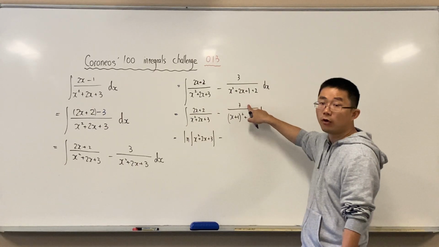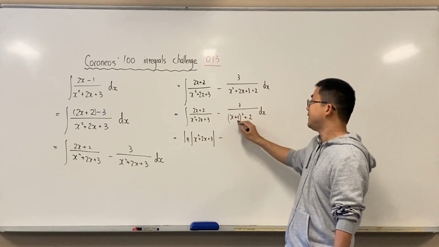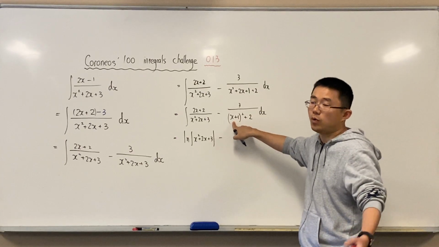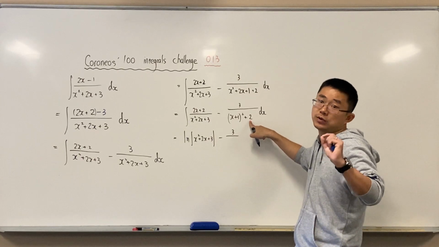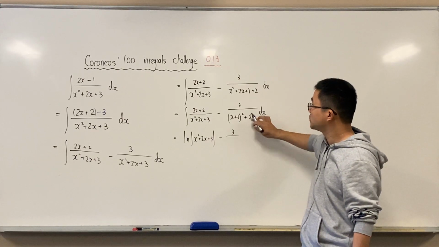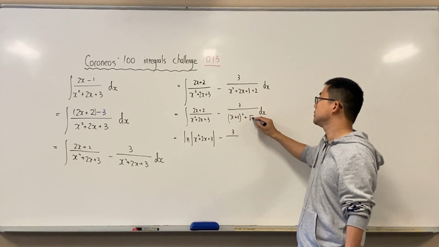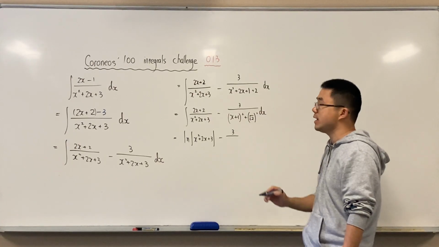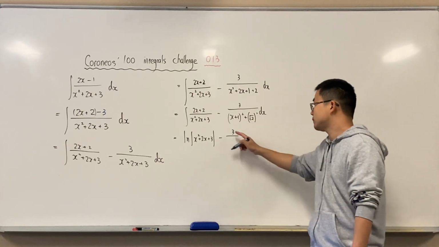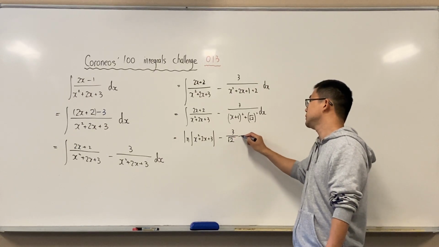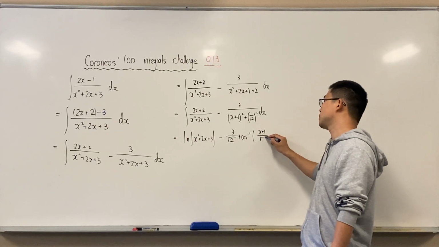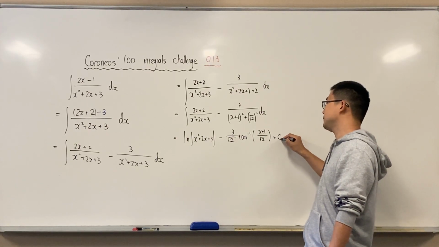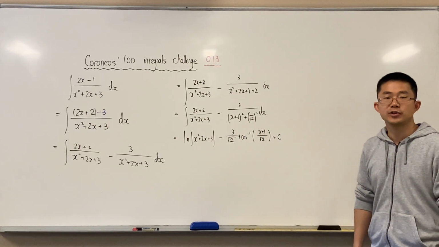The next one is just the formula. That's f(x). If you differentiate f(x), it's just equal to 1. So it becomes 3 over, we need to change that into the power. Right now this is equal to 2, so we can write square root of 2 squared. So it's 3 over square root of 2, tangent inverse of x plus 1 over square root of 2, plus C. And that becomes the answer for that question.